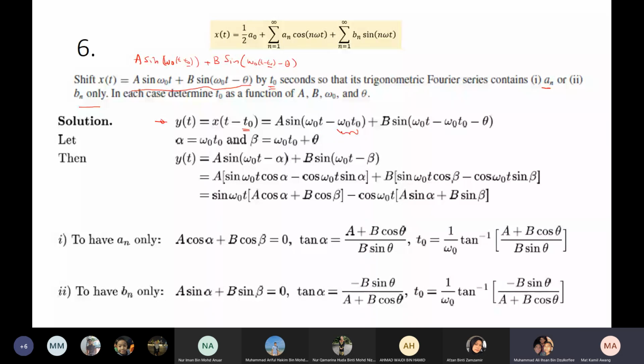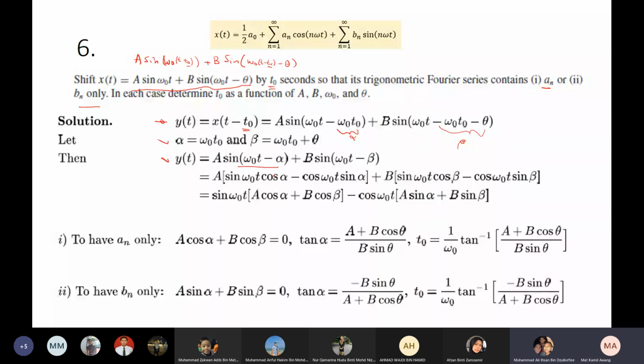So now you substitute this alpha and this term as this. Therefore, this function you can write as: a sine(omega naught t minus alpha) plus b sine(omega naught t minus beta). Clear? Just substitution. So now this can be written in this form.